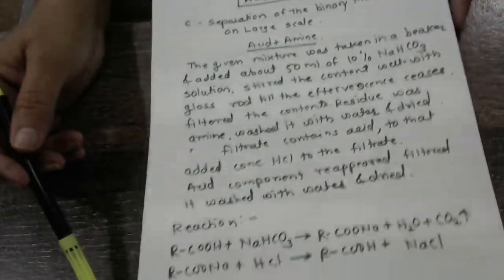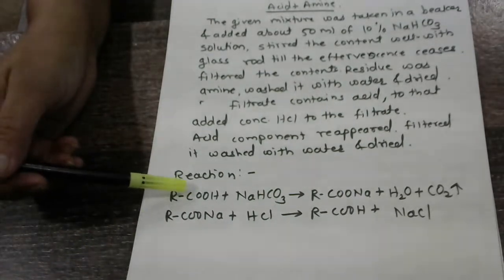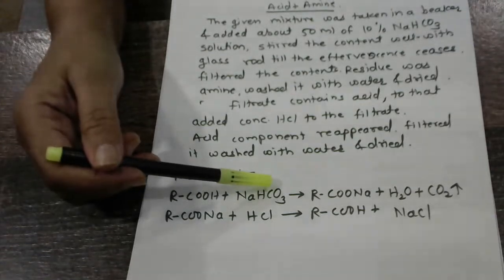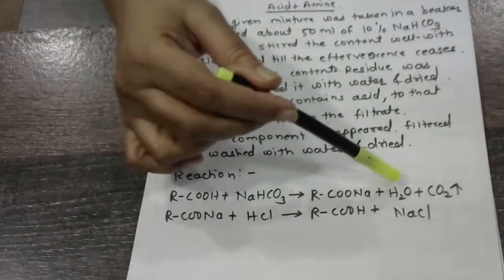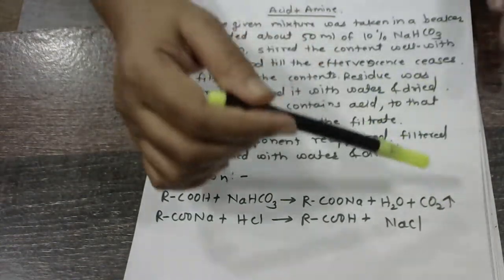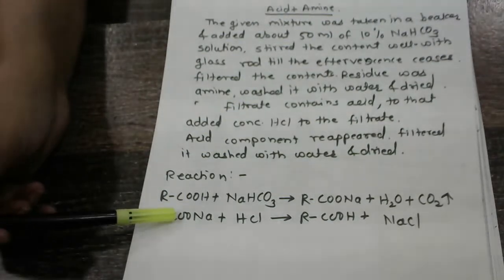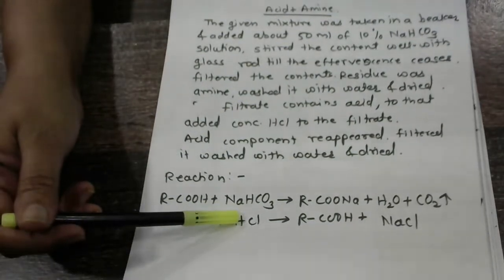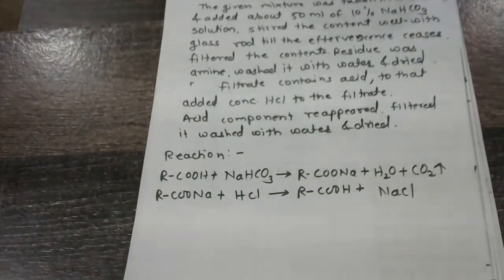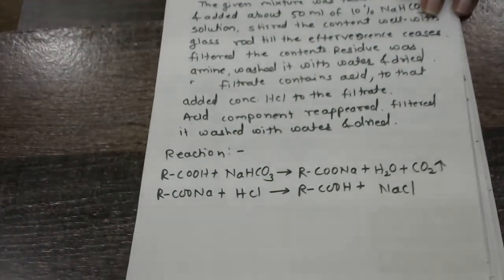Now the reactions which take place during this separation. This is the acid RCOOH, plus we added 10% NaHCO3, where we get salt plus water plus CO2. Due to this CO2 evolved, we get effervescence. Now in the filtrate there is a salt; we add HCl. After adding HCl we get again the acid and NaCl as a salt. So this reaction takes place during large scale separation.